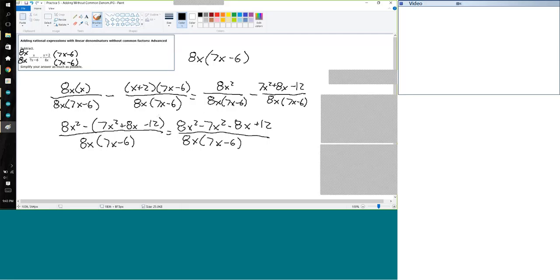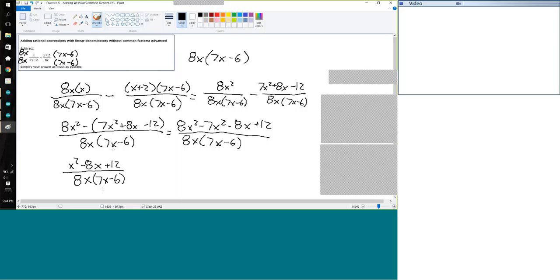Now when I clean this up, 8x squared minus 7x squared will leave me at just x squared minus 8x plus 12 over 8x times 7x minus 6. And again, if I factor this numerator, this time it's nice and easy. It's a 1 coefficient. So two things that multiply to make 12 would be 6 and 2 to add up to make 8. So it has to be a negative 6 and a negative 2 to make a negative 8. So x minus 6 and x minus 2, nothing would cancel out the denominator.